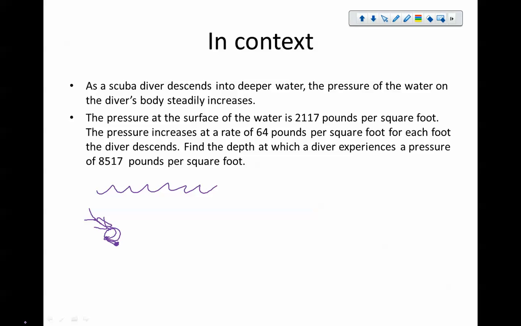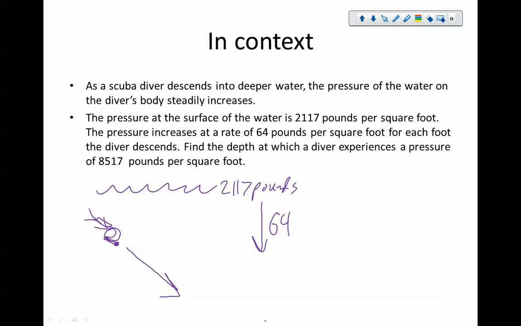As he goes more and more underwater, the pressure from the water, because there's all this water on top of him, is going to be steadily increasing. When he's at the surface, there are 2,117 pounds per square foot. And as he goes down, for every foot he goes down, it goes up by 64 pounds.